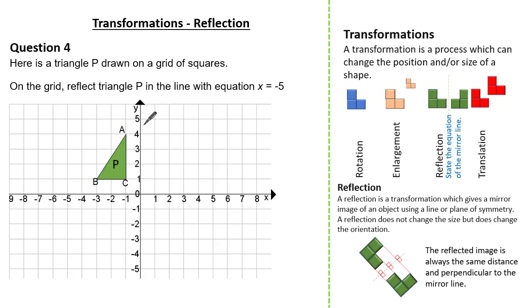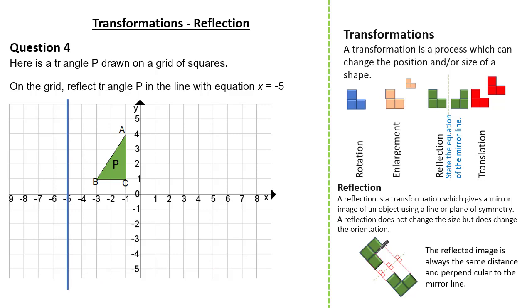Here the question shows us triangle P drawn on a grid of squares. On the grid, we're asked to reflect triangle P in the line with equation x equals -5. So let's first identify where the equation of the line x equals -5 is on our grid. Well, it means wherever you go, x will always be -5. For example, at this point here, -5, 0. At this point here, -5, 1. Wherever you go, we will always have x as -5 as our coordinate. So therefore we end up with our equation of our line.